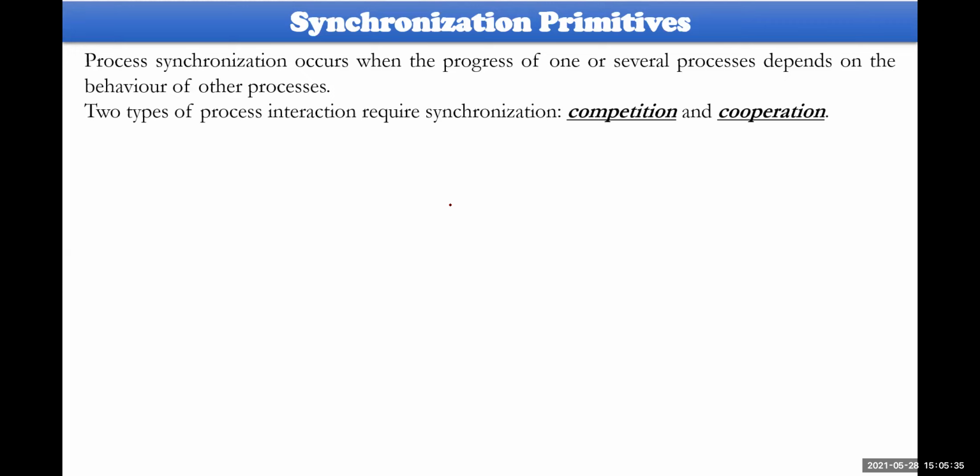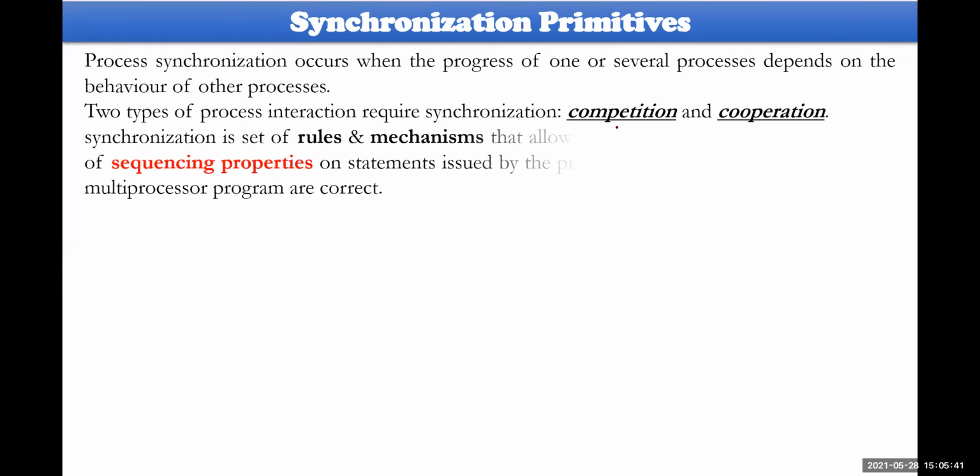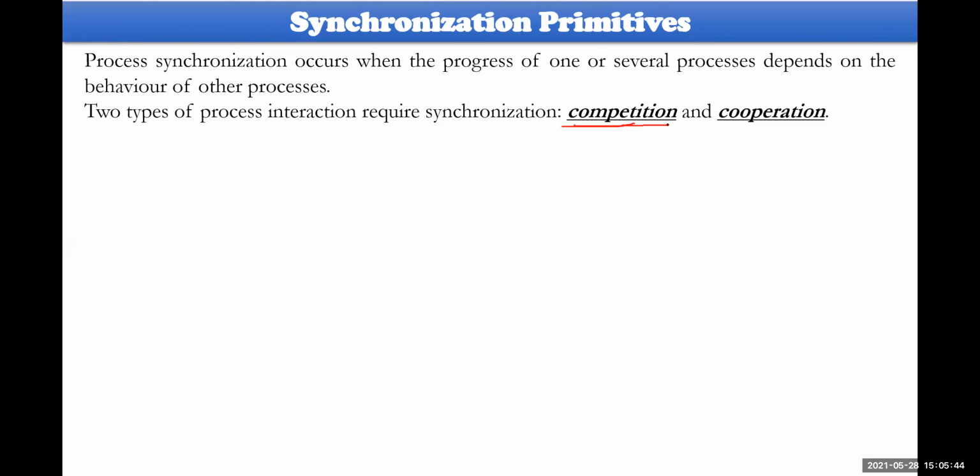two different types of synchronization properties are available. One is competition, and the second one is cooperation. This competition and cooperation will always depend upon the behavior of the number of processes. This behavior of the processes is very important: whether all the processes are in cooperation mode, or all the processes are trying to get the resource or not.